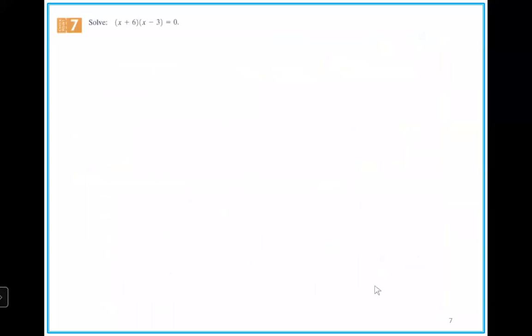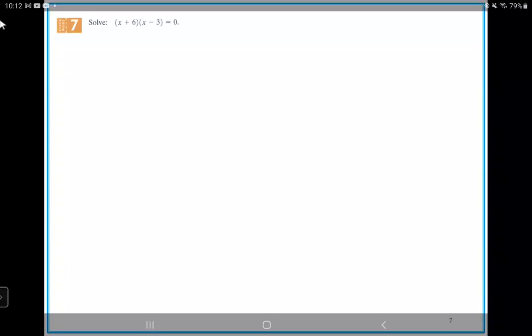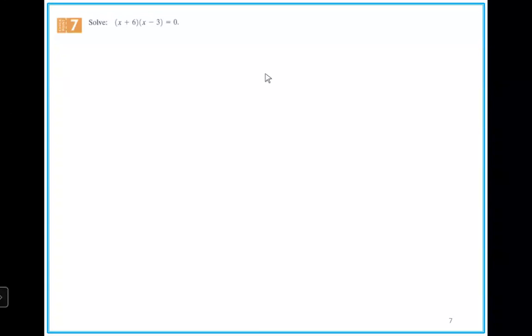Okay. So I want you to look at this one here. This says x plus 6 times x minus 3 is equal to 0. How could we go about solving that? Using the zero product principle.